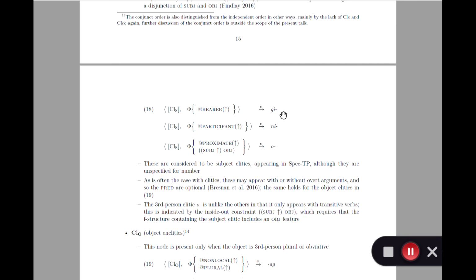So here basically this G is inserted whenever one of the arguments is the hearer, so basically a second person. Ni is inserted whenever one of the arguments is a participant and when there's not a hearer. So basically when you have a first person argument and no second person argument present. And then O is inserted for intransitive clauses, so it's absent in intransitive clauses, and when one of the arguments is third person, when you don't have a first or second person argument present. And so this allows for DM style competition between these different elements. Only one of these elements is going to be inserted, and the one that's inserted is going to be the one that's the best fit for the features of that particular C structure node.